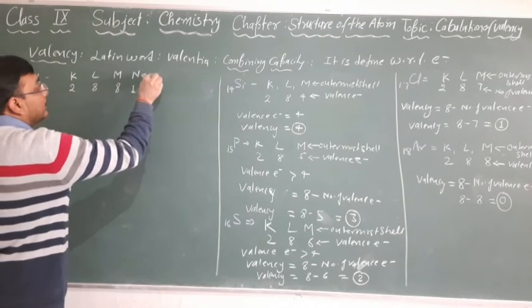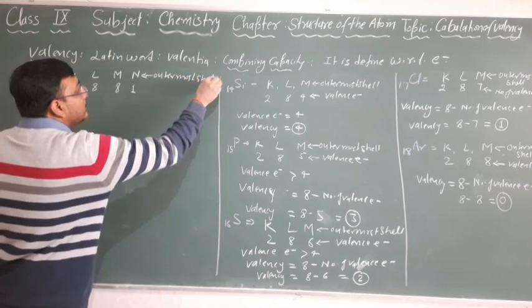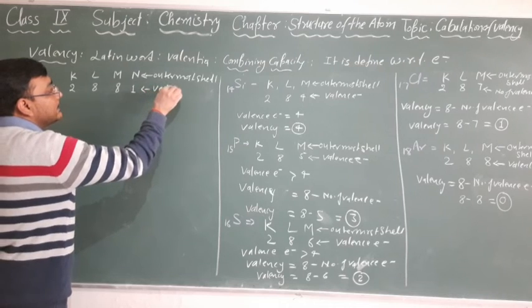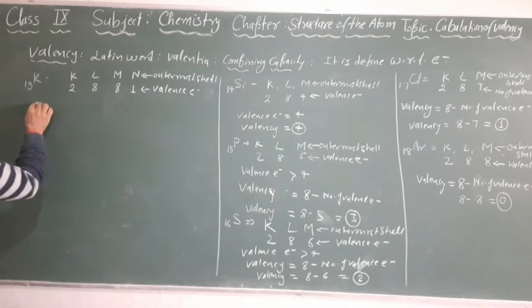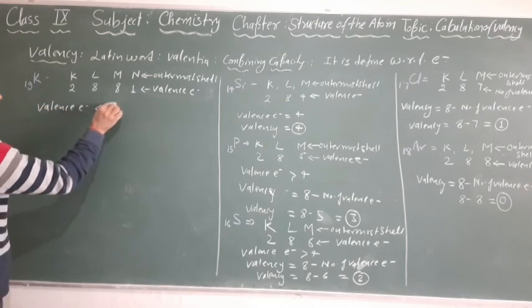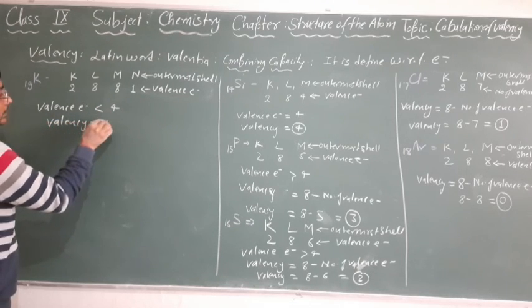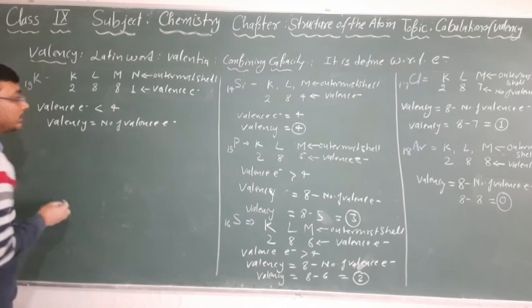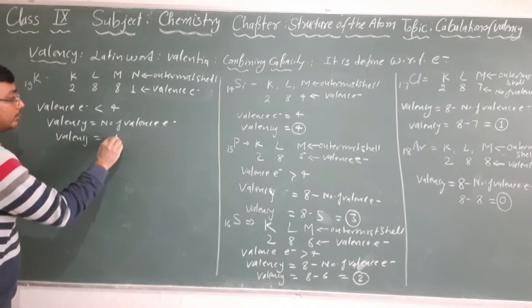So this is the outermost shell, and the outermost shell has the number of electrons that is the valence electron. The valence electron is less than 4, so valency is equal to the number of valence electrons. Then valency is equal to 1.